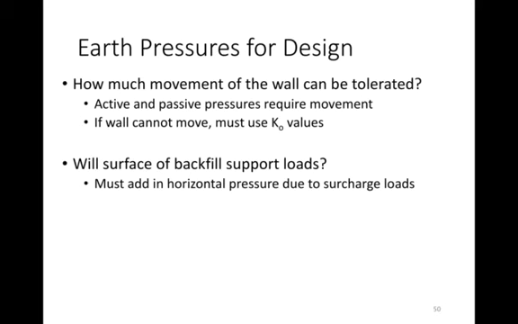So you calculate those. If the wall cannot move because it's very stiff or it's being pushed back or held in some way that doesn't allow movement, then you're going to use the K0, which is the at-rest values. And will the surface of the backfill support loads? If that is the case, like for example, cars or a train or a large crane, you have to add additional horizontal pressure to the surcharge. So in class, we will talk about examples from these three different cases.